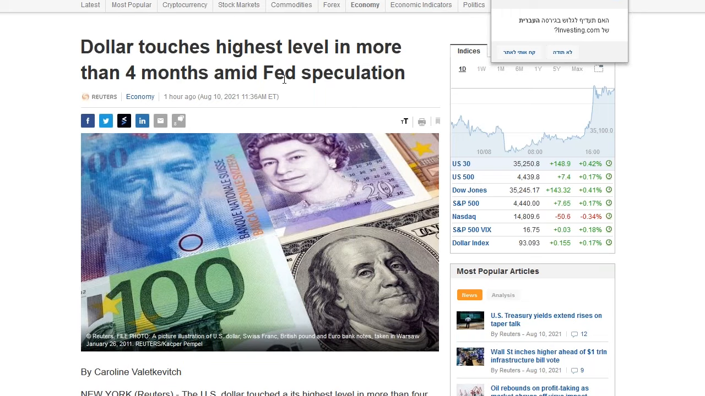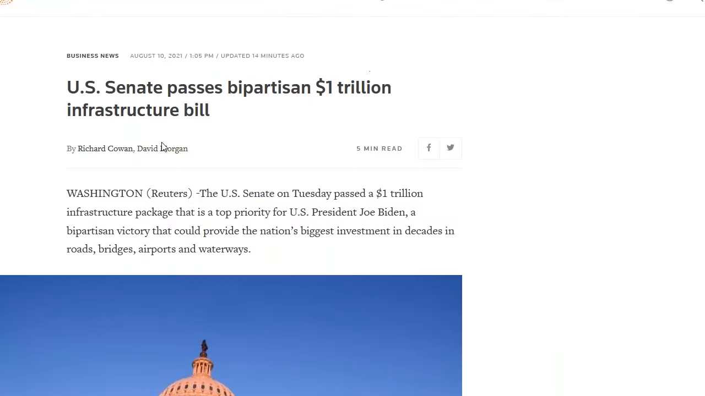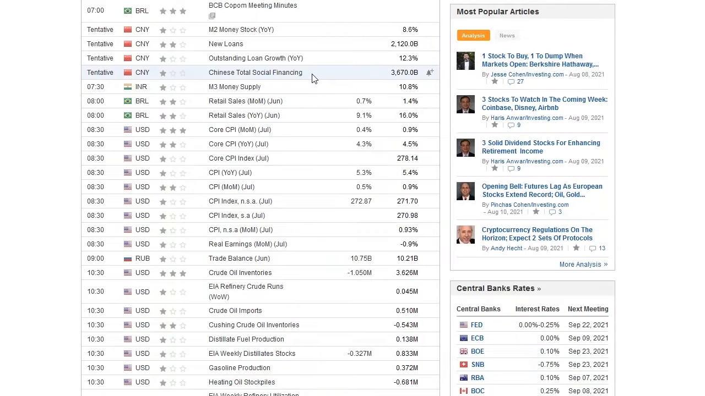These are two opposite situations: the dollar strengthening because of Fed speculation to cut back on the bond buying program, which they call tapering, but then the opposite situation, $1 trillion in stimulus passing. Very interesting, two opposing headlines there. And so the market is a bit confused today.